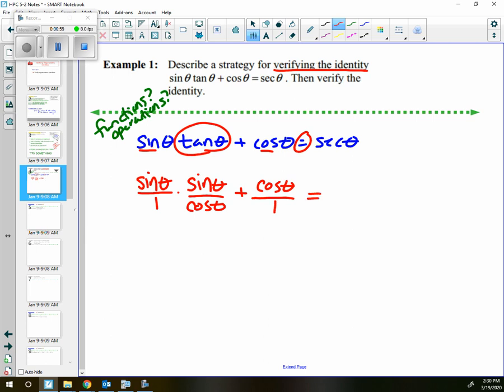Now, it's kind of a pain, but I think it's a good idea. Notice how I wrote sine over 1 and cosine over 1. If you have a fraction in your statement, write everything as fractions, because then when we do order of operations, we'll be less likely to hose that up later on. All right, so let's take a look at the left-hand side here.